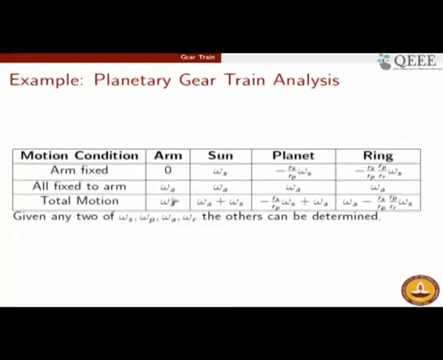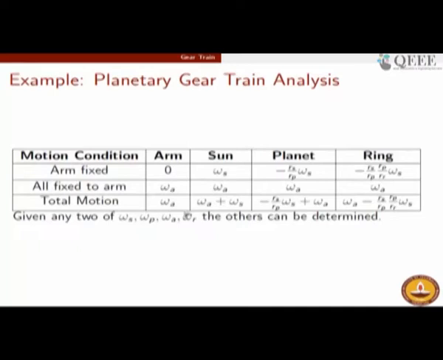The second condition is saying that on top of this motion, which is attained in the first row, we are going to superpose the motion which is equivalent to the motion of the arm, and the superposition is the final row of this chart. That superposition is saying that the total motion of the arm is omega a, the total motion of the sun is omega s plus omega a, and the total motion of the planet is likewise given by this, and the total motion of the ring is likewise given by that.